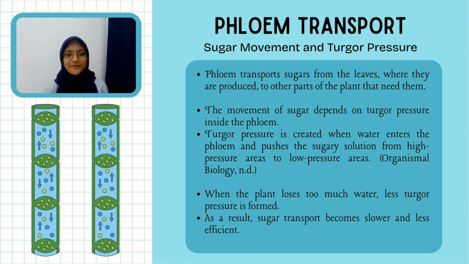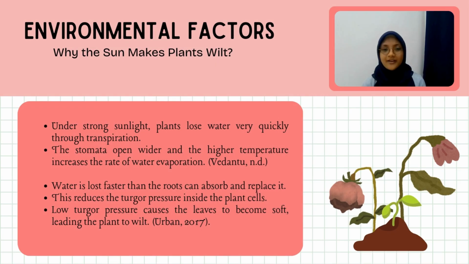Phloem transport. Phloem transports sugars from the leaves, where they are produced, to other parts of the plant that need them. This movement depends on turgor pressure, which is created when water enters the phloem and pushes the sugary solution from the high pressure areas to low pressure areas. When the plant loses too much water, less turgor pressure is produced, and sugar transport becomes slower.